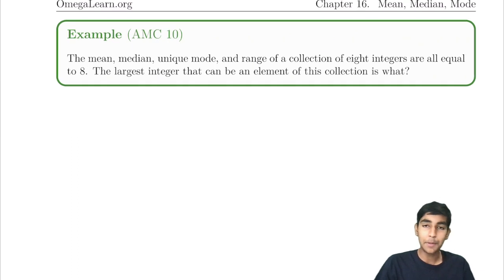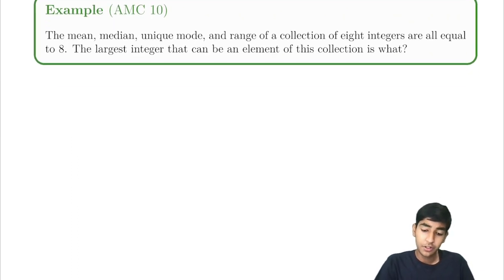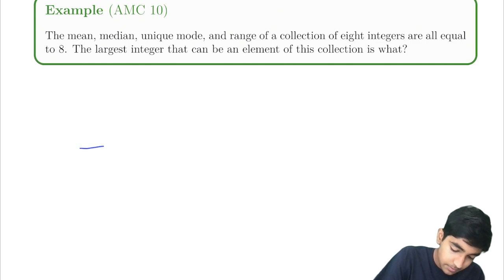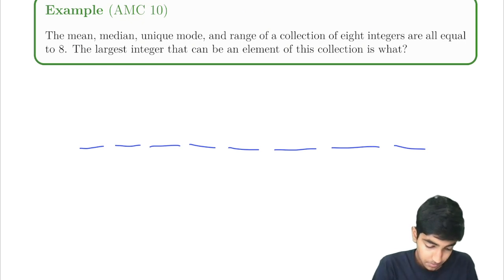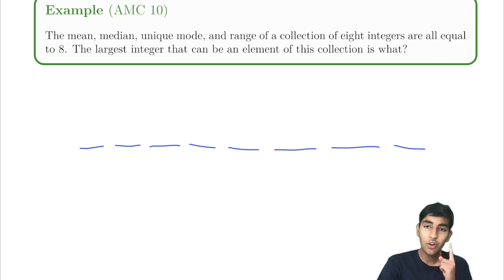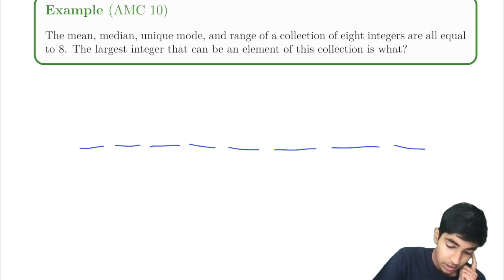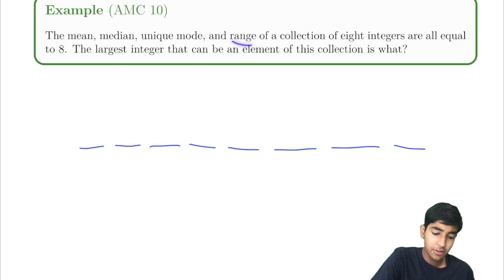Let's try an example of mean, median, mode, and range this time of a collection of 8 integers that are all equal to 8. Okay. Mean, median, unique mode, and range. So let's focus on median first. Why do we focus on median first? Because range, there's many possibilities. Mean, there's many possibilities. Unique mode, again, there's many different possibilities. But the median only has so many possibilities.